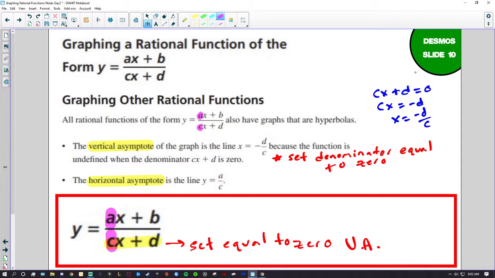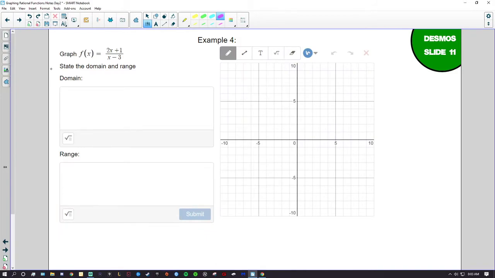Okay, so this was slide 10. We are going to just move on to slide number 11. Okay, so your slide number 11 should look like this. We have the function f of x equals 2x plus 1 all over x minus 3. Again, we are going to want to state the domain and range, and we're going to sketch a nice graph of this.